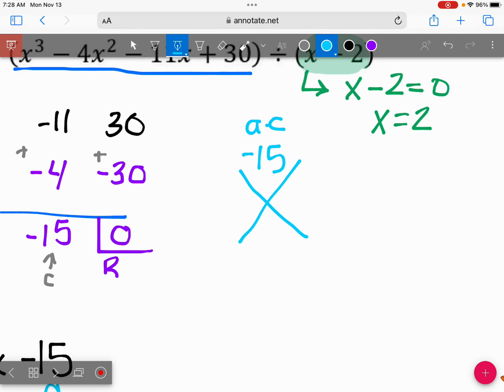And our B goes at the bottom, which is negative 2.